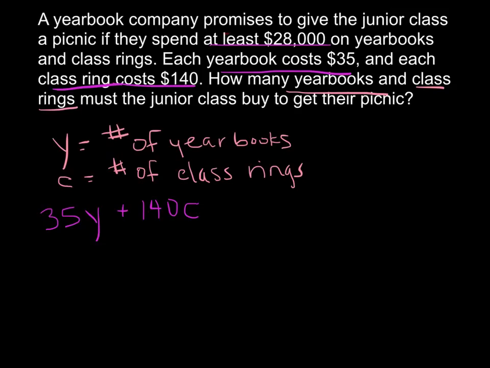So there we go again. We have the word at least. Okay, so does that mean that we can spend over $28,000? Yes, that is exactly what it means. We can spend over $28,000 or $28,000 and the junior class will still get a picnic. So that means we can spend over that much, right? So this side of our equation can be bigger than this side and it still works. Is greater than or equal to 28,000.